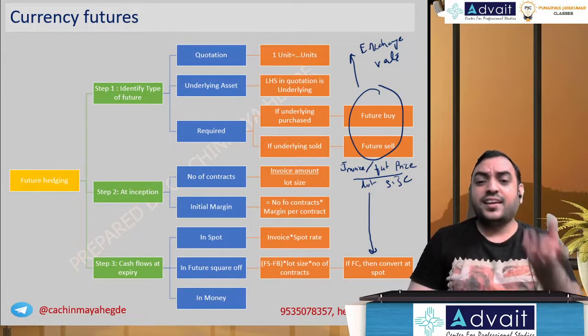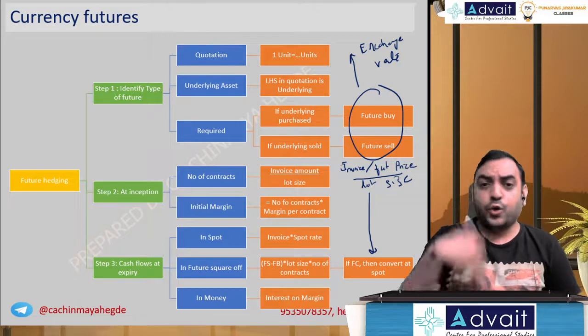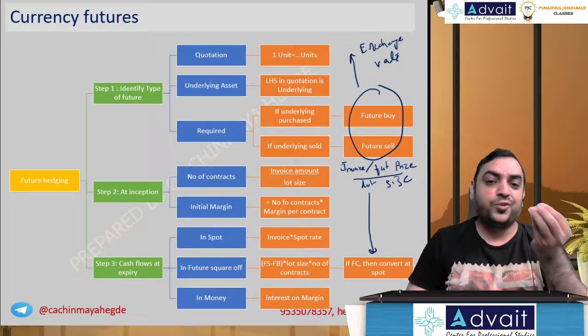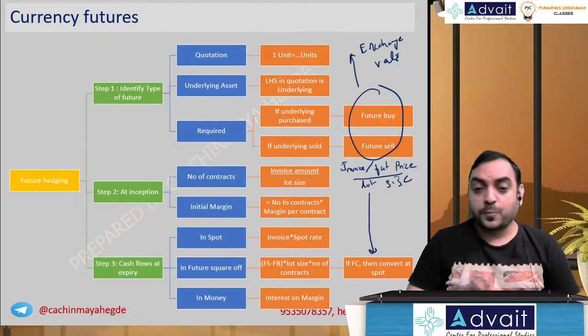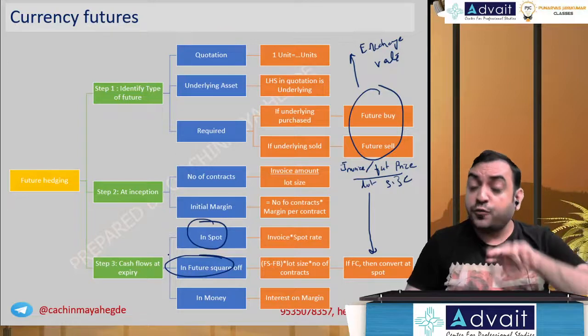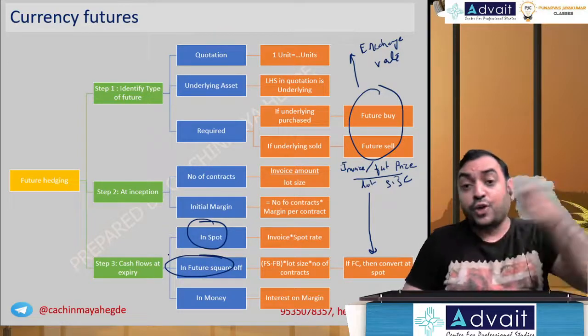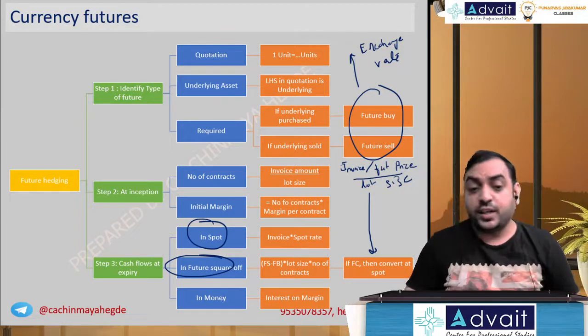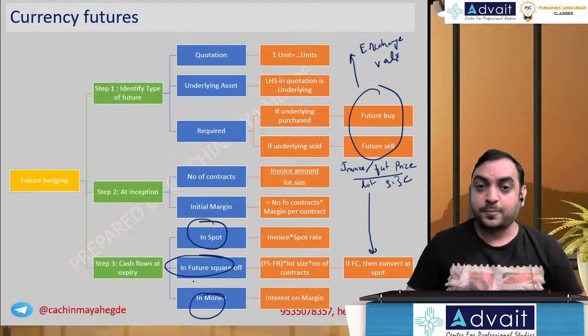And in the money market, interest on money and margin money, you are going to make a payment. Then you compute the net cash amount. If it is for an exporter, in the spot market, you receive. In future square off, you may receive, you may pay. Profit means you receive, loss means you pay. Money market, you always pay.